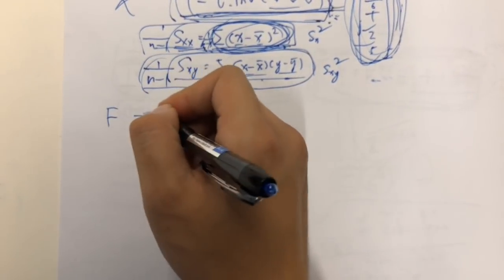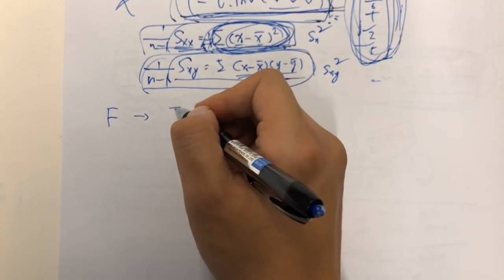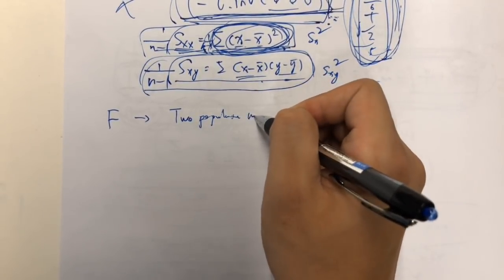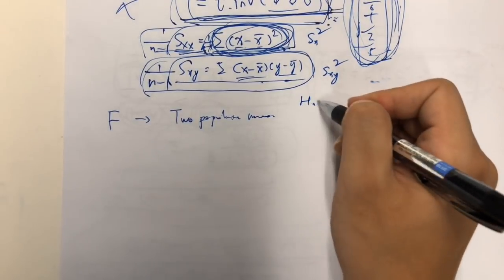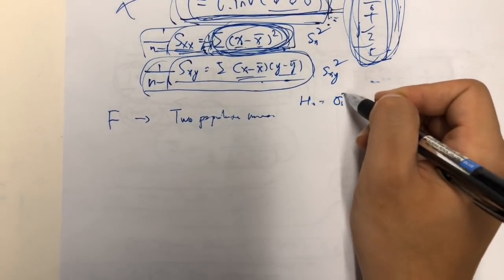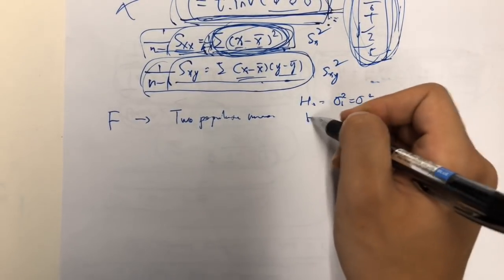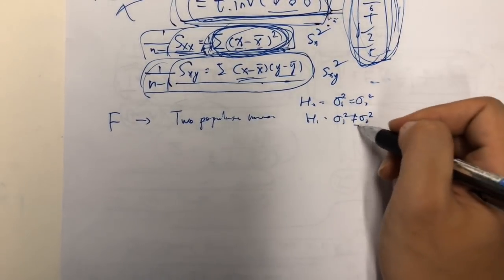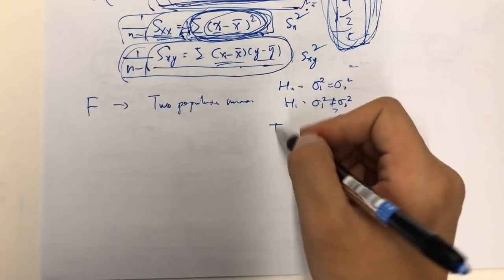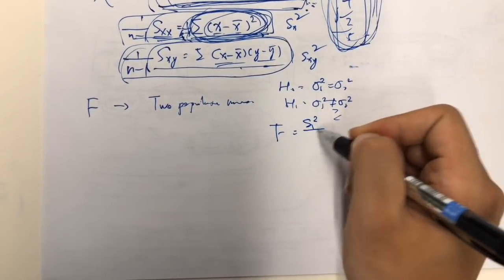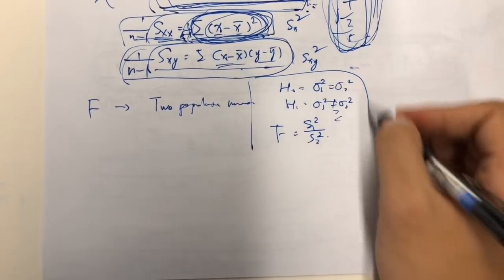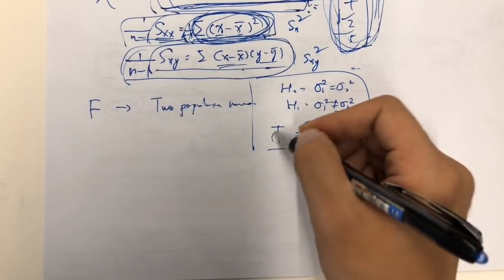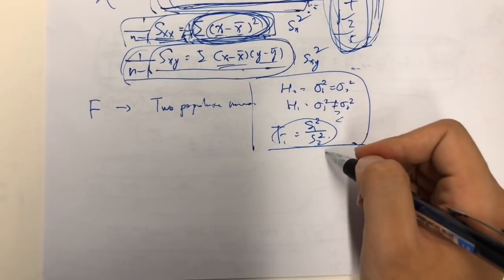So the first F test we learned is the two population variance test. The null hypothesis is variance 1 equals variance 2, and the alternative is variance 1 not equal to variance 2, or greater or less than, right? And F is constructed by S1 squared over S2 squared. So this is one test.